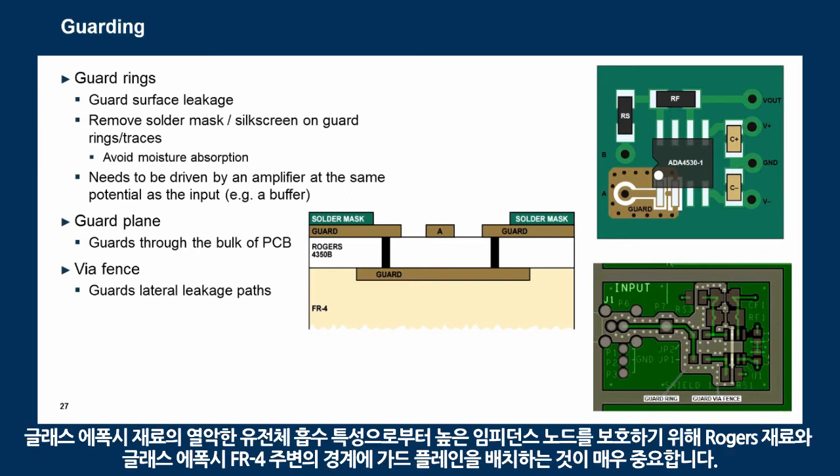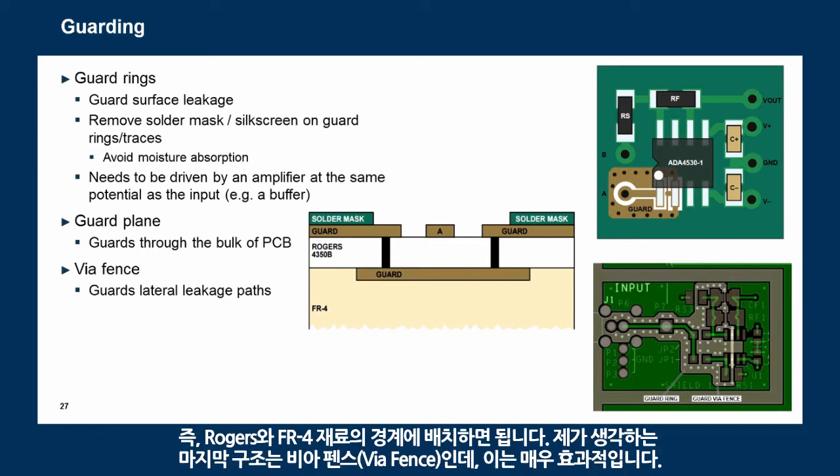It is very important to place the guard plane on the boundary of the ceramic Rogers material and the glass epoxy FR4 to protect the high impedance node from the poor dielectric absorption characteristics of the glass epoxy material. So place it at the boundary of the Rogers and FR4 material.